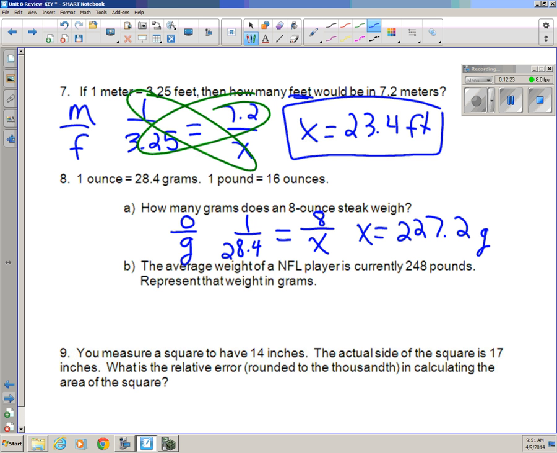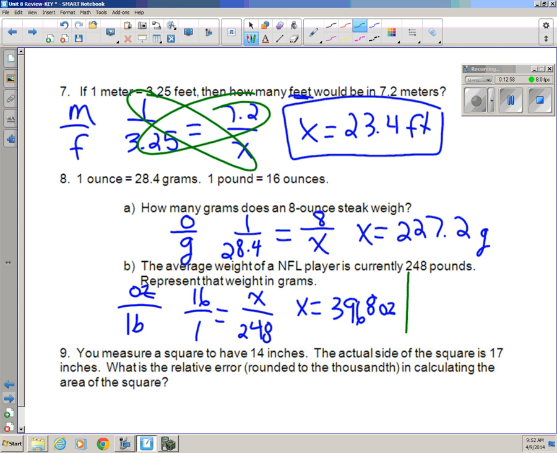The average weight of an NFL player is currently 248 pounds. Represent that in grams. Well, we need to be able to get from pounds to ounces, and then from ounces to grams. So once again, we know that ounces to pounds is this: 16 ounces is to 1 pound. So how many ounces is this football player who weighs 248 pounds? When you cross multiply, you're going to get that the football player weighs 3,968 ounces.